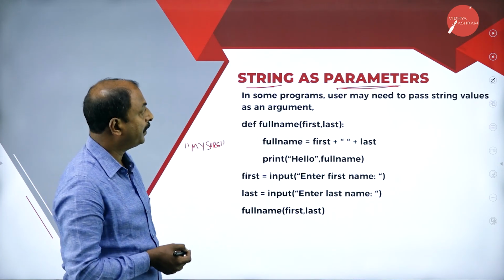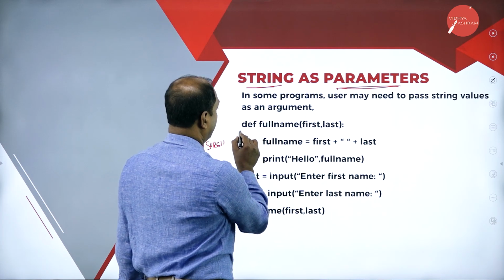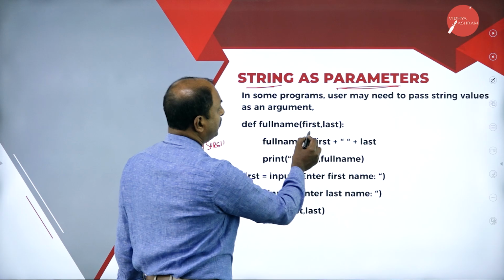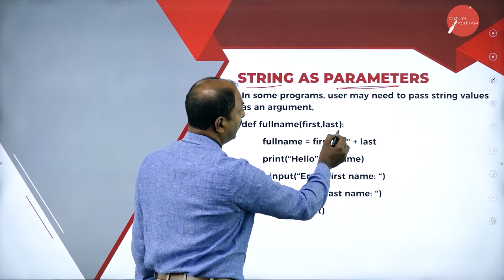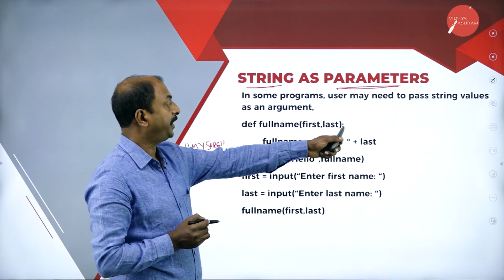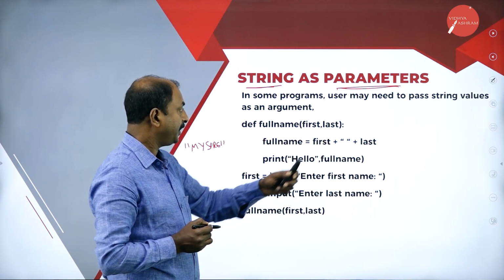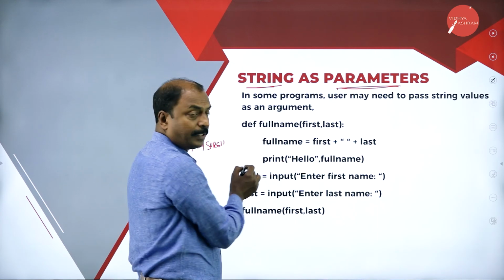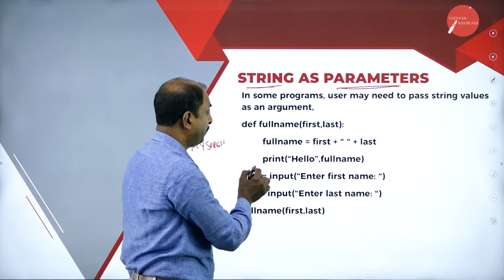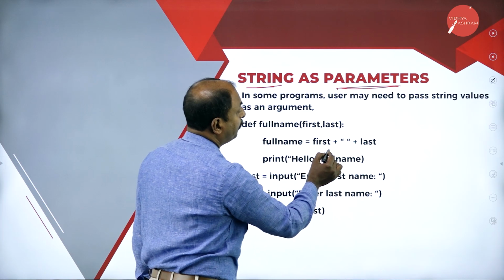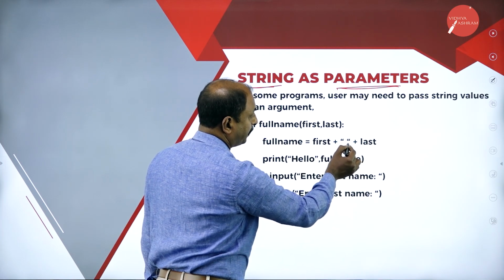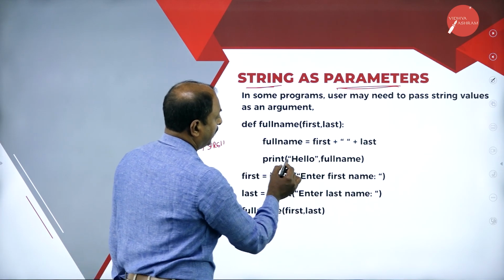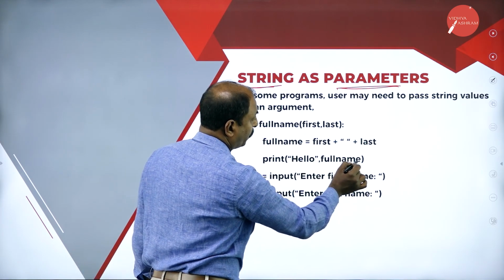Now let us see an example here. This is a function definition, def full_name is the name of the function, and here first comma last, and we close the function definition with a colon. So this is a function header, and here first and last are the two variables. Next we have a programming statement, or function statement: full_name equals first plus double quote space double quote plus last. And the next one is print, double quote hello comma full_name.